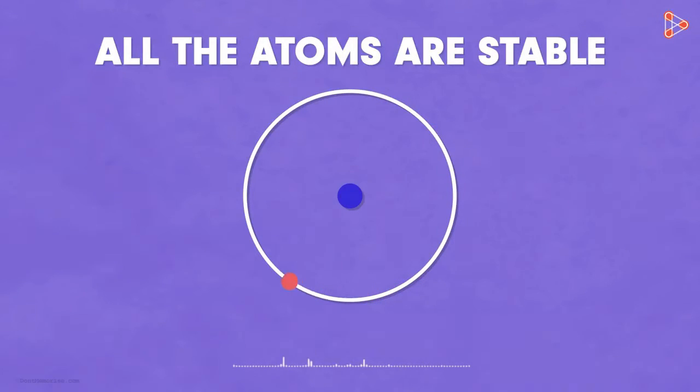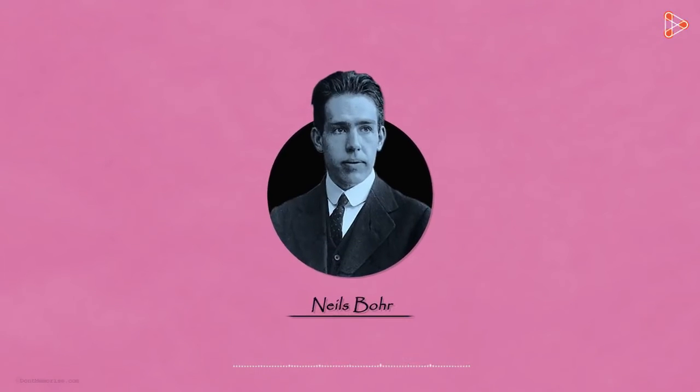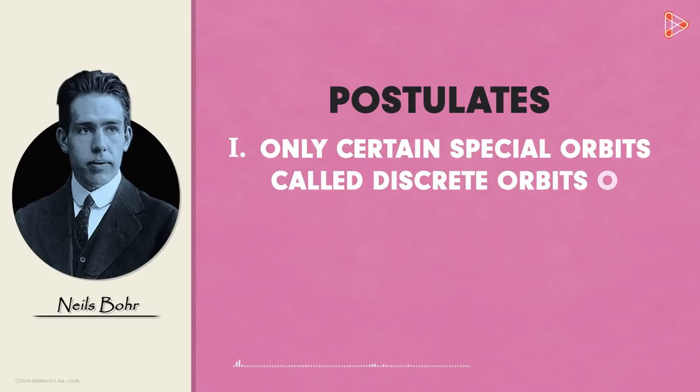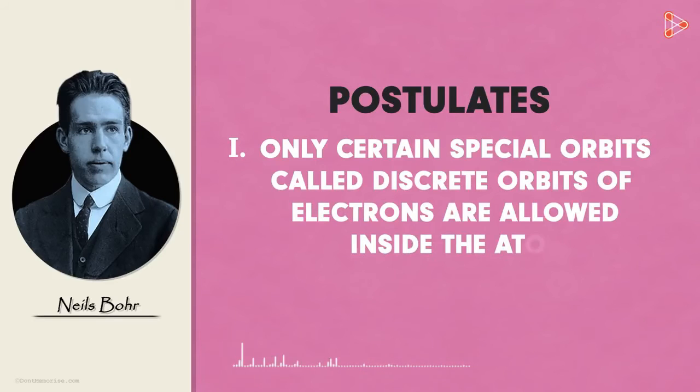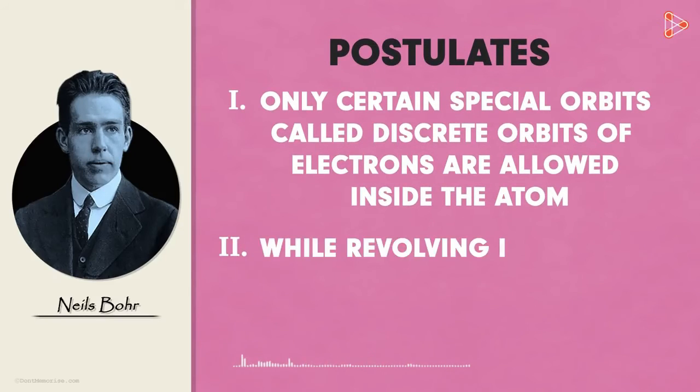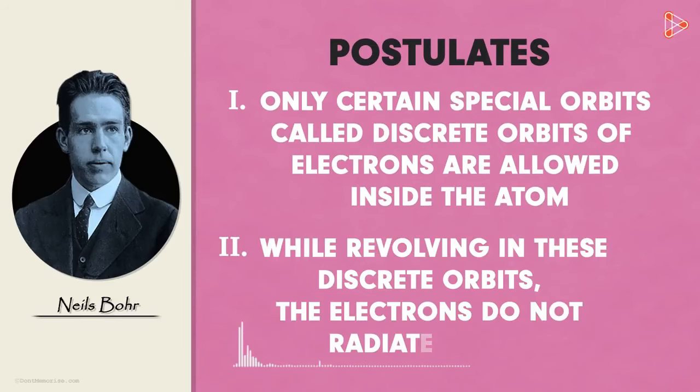These were made by the next legendary scientist in our list, called Niels Bohr. He made a few additional explanations to describe the atomic structure. The postulates put forward by Niels Bohr were as follows. Firstly, only certain special orbits called discrete orbits of electrons are allowed inside the atom. Secondly, while revolving in these discrete orbits, the electrons do not radiate energy.